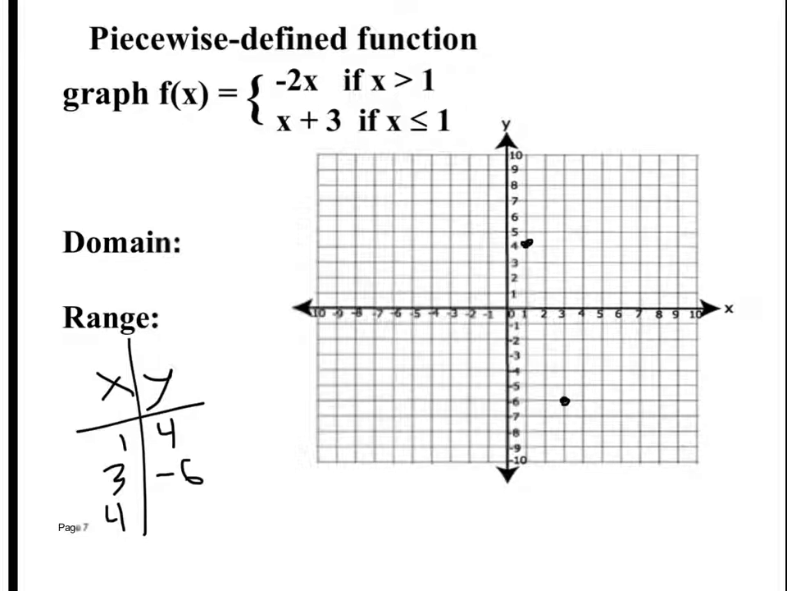4 is bigger than 1, right? And then let's do 4. 4 is bigger than 1, so we do 4 times negative 2, which would be what? Negative 8. So 4, negative 8.